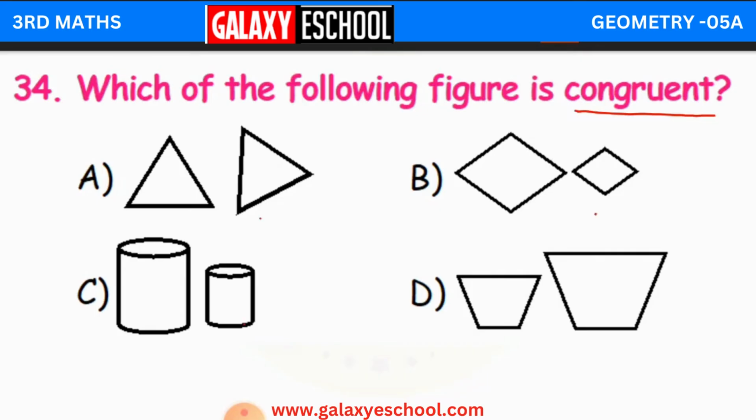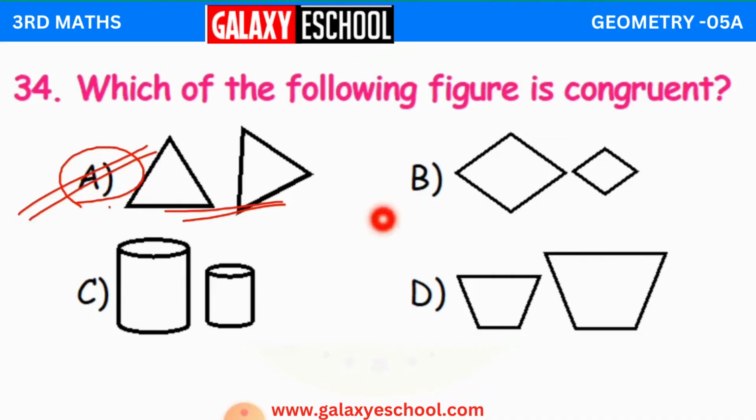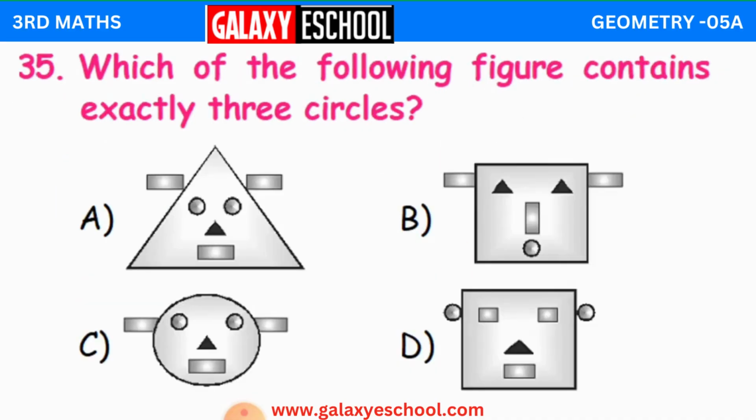Now if you look at the given options, all the given figures are the same in shape. Yes or no? Both the figures in each option have the same shape, but when we look at the size, only the figures in option A have the same size as the other. So option A becomes congruent figures. These two figures are said to be congruent because they have the similar shape and size.